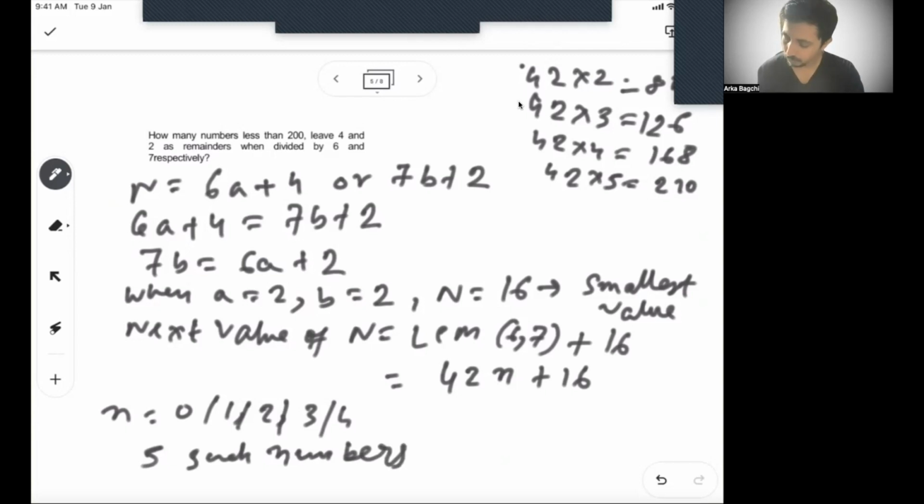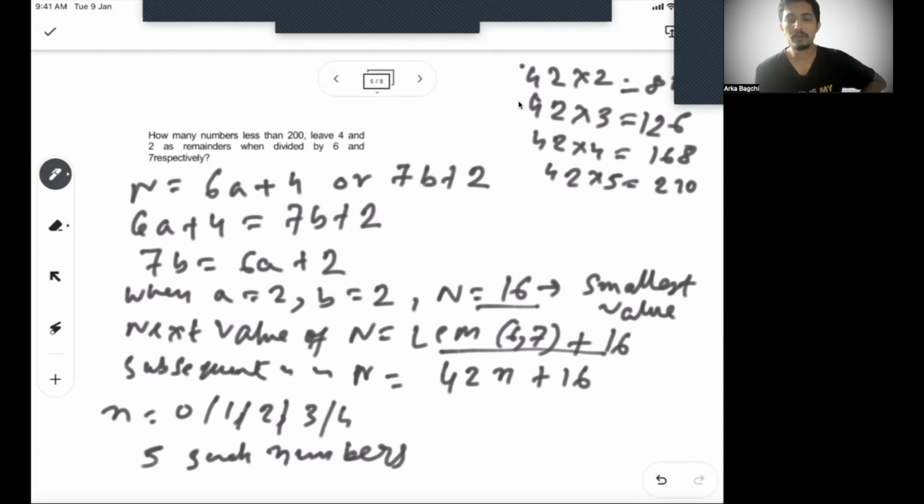So when n equals 0, we got 16. When n equals 1, we got this, and then the subsequent numbers. The subsequent values are nothing but 42n plus 16. So yeah, there are 5 such numbers which satisfy this criteria.